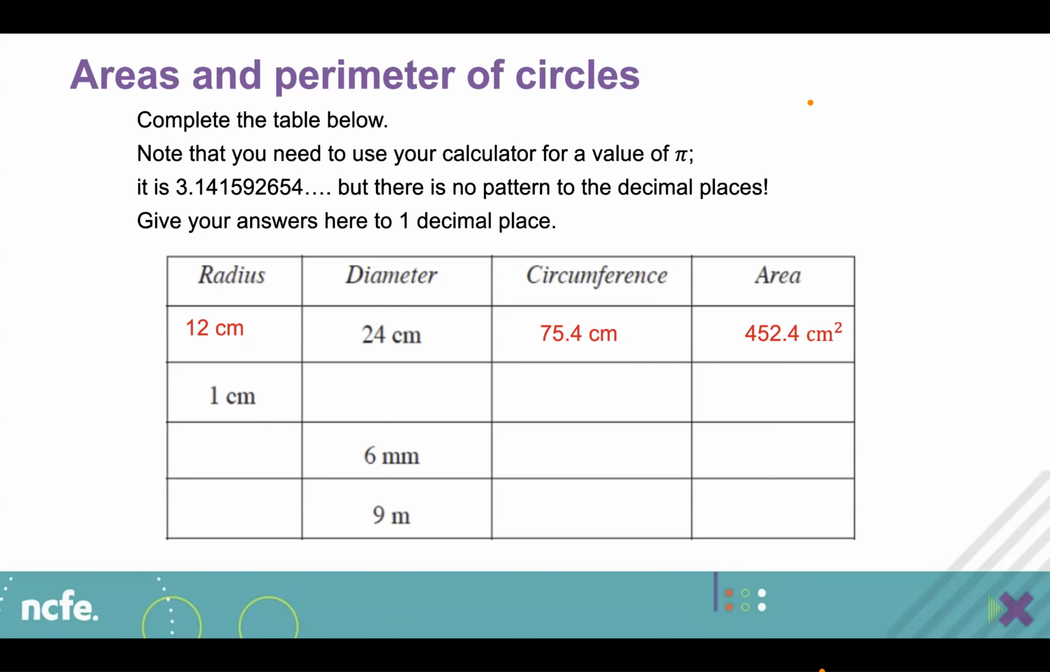So the second one, the diameter is 2 centimeters because the diameter is double the radius, and the circumference will be 2 pi r again. So 2 pi r, which is 2 times 3.141592654, equals 6.3.